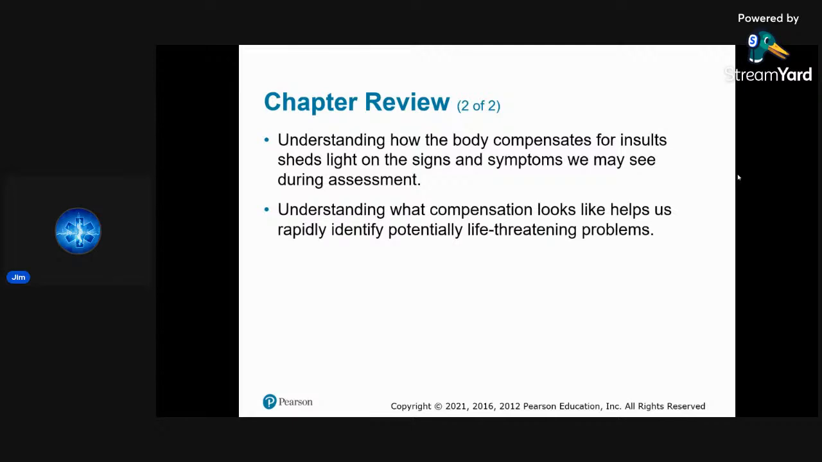Understanding how the body compensates for insult sheds light on the signs and symptoms we may see during assessment. Remember, in compensating shock, the heart rate's going to go up and the respiratory rate's going to go up. They're going to become pale, cool, clammy, diaphoretic, or sweating, and they'll have an extended capillary refill time. Understanding what compensating looks like will help us rapidly identify potential life-threatening problems, like hypovolemic shock, even though we can't see bleeding, they still may be bleeding. Or allergic reactions turning into anaphylactic shock.